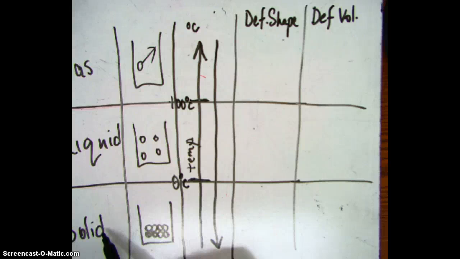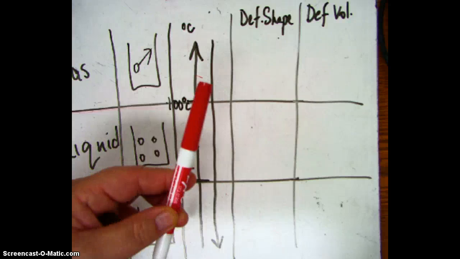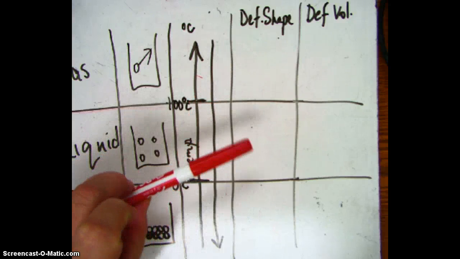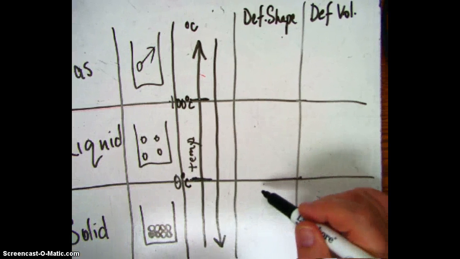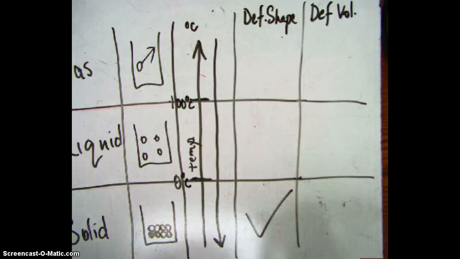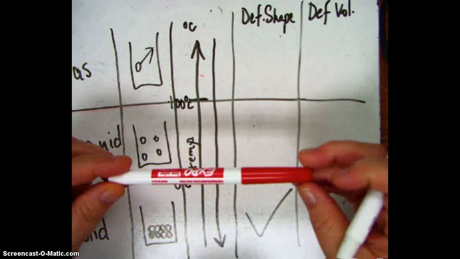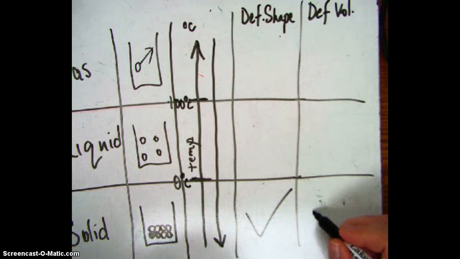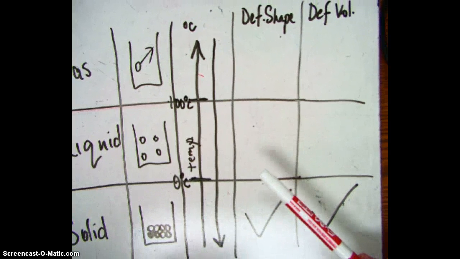So, for example, if I take a solid like this pen and I move it or put it in a different container, is it going to have the same shape? Yes, it will maintain its shape, and that's a property of solids. So I'm just going to put a check there that yes, it does have a defined shape. Now, will it have the same volume? Will it take up the same amount of space if I put it in a different container? Yes, absolutely. That's another property of solids. They maintain their shape and their volume.